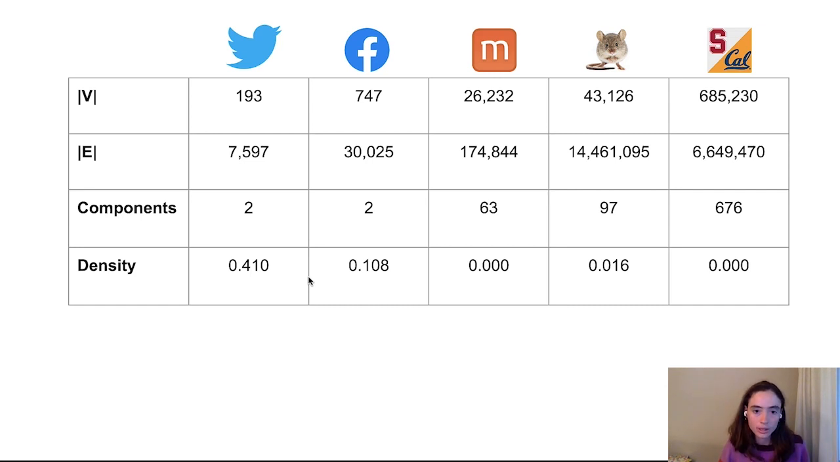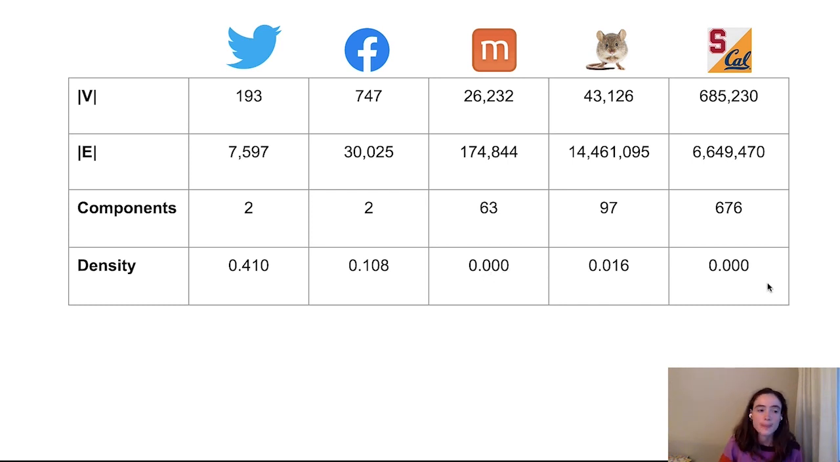Now if we look at the actual density scores for our different example graphs, we can see that the social media sites, so Twitter and Facebook, have the highest densities by far of all of our data sets. We can see that the density of the Twitter dataset is highest at around 40%, followed by Facebook at around 10%. So that means there are a lot of very dense interconnections, especially for the Twitter dataset. And when we compare that to the numbers for the Movielens, Mouse, and Stanford and Berkeley datasets, those numbers are really small. So only a very small number of the possible edges are actually included here.